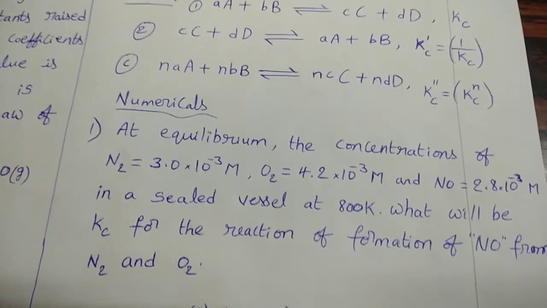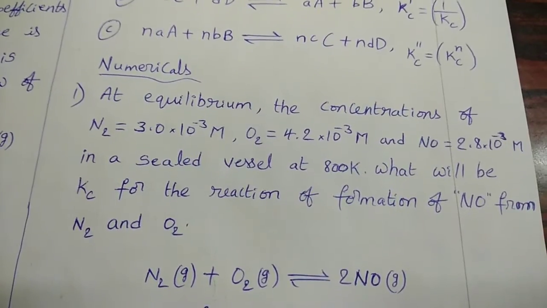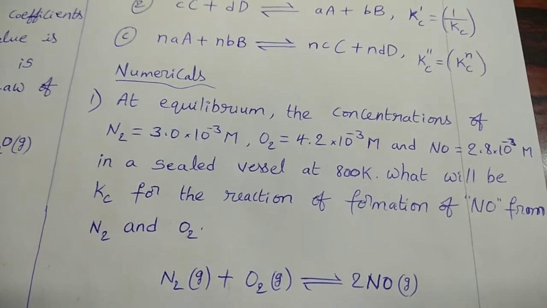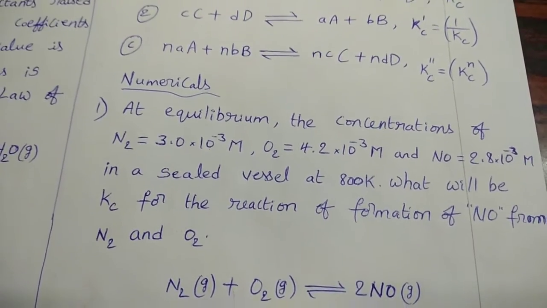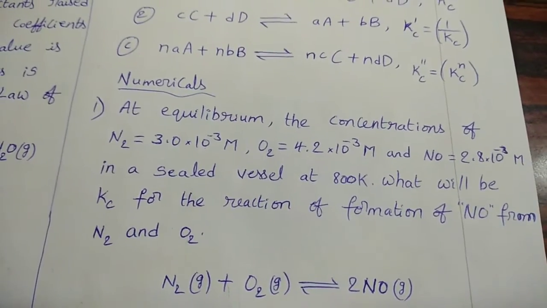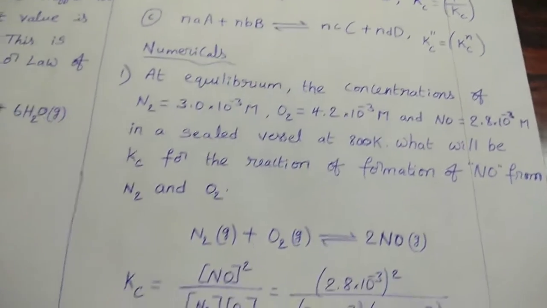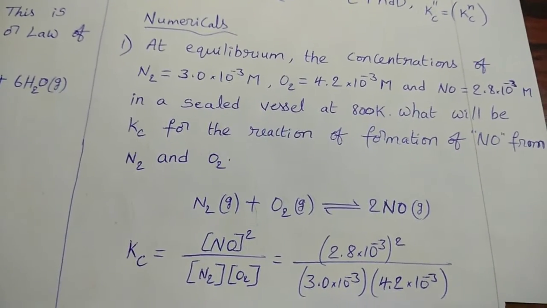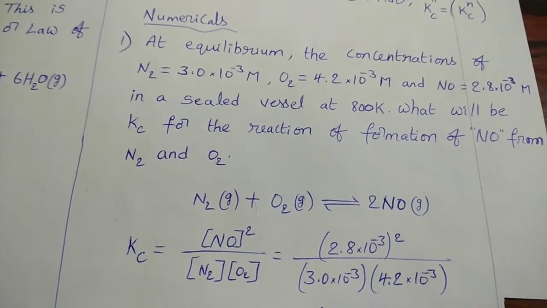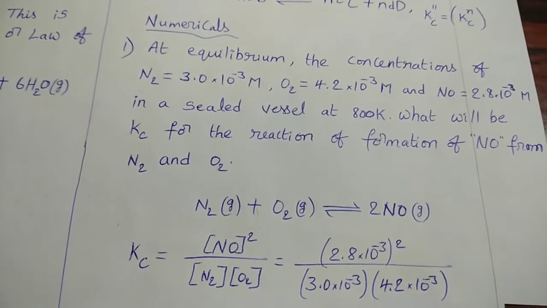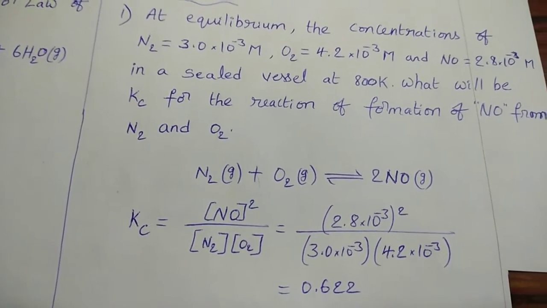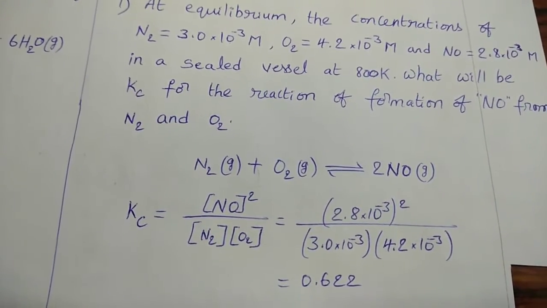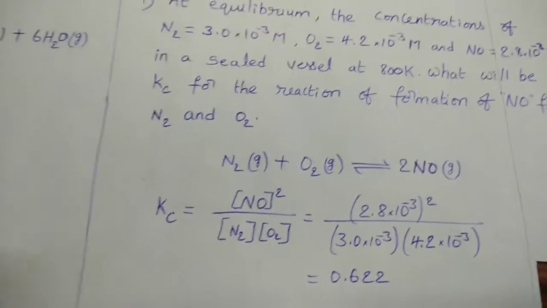We have to write the equation. Say this is the equation: N2 plus O2 gives rise to 2NO. For that, we should calculate Kc. See the expression: Kc equals product concentration divided by reactants concentration. Substitute all the concentrations given in the question, then we can get the Kc value, that is 0.622. Okay. See the next one.